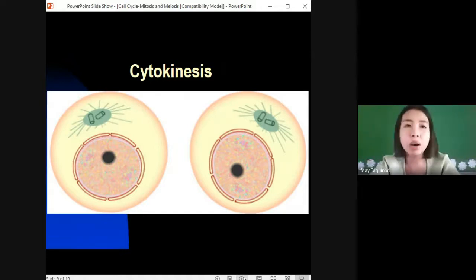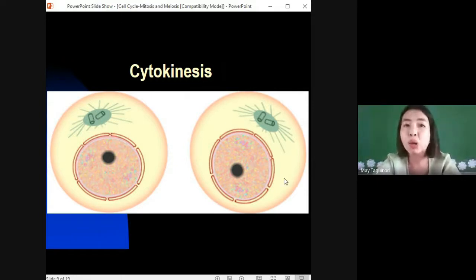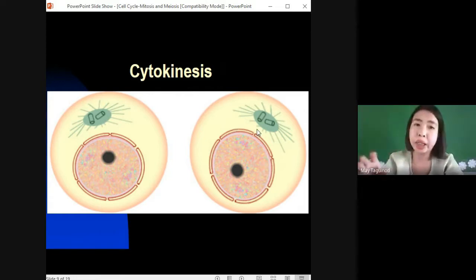Now we are in cytokinesis, and it occurs at the end of mitosis. As you can see, the organelles are divided, and there is a division of the cytoplasm that forms two new daughter cells. These daughter cells are genetically identical. After cytokinesis, the cell returns to interphase, so the process just repeats.